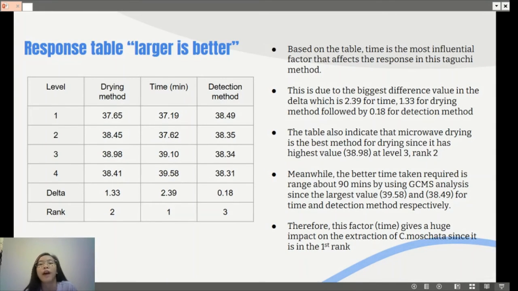For example, there are four types of drying method that I have chosen, which are freeze drying, hot air flow drying, microwave, and air flow drying. The best method among these four is at level 3, which is microwave drying. This is because 38.98 is the highest among the others, followed by time and detection method.